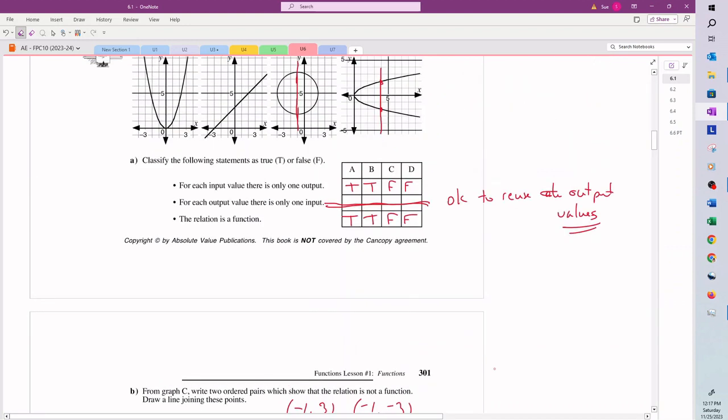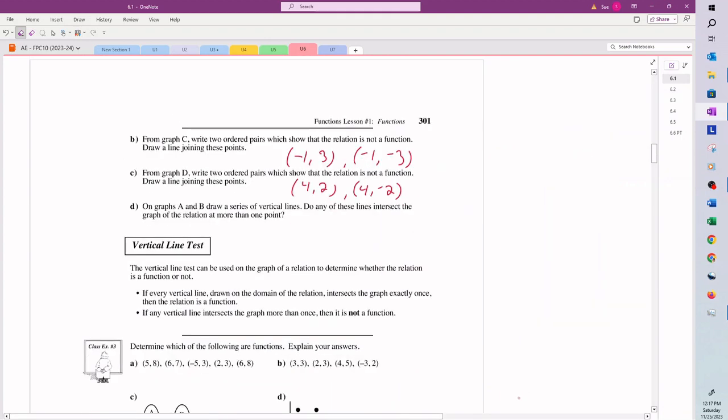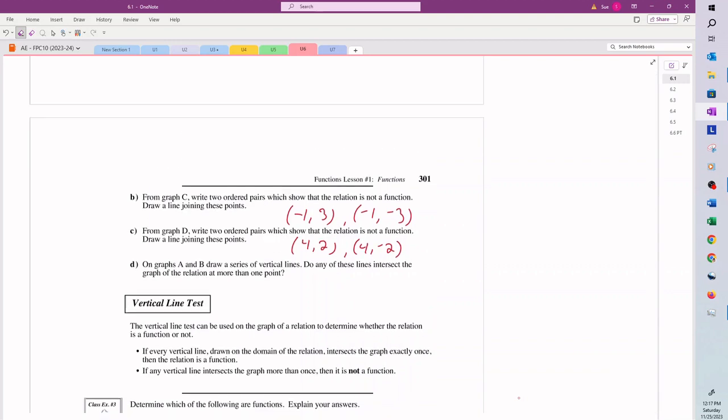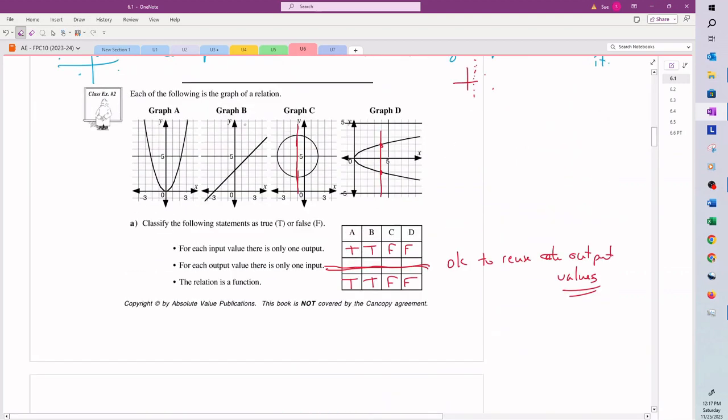Now these two graphs happen to be symmetrical. That's not a requirement of it being a non-function. But where it says, oh, it says part D down here. It says on graphs A and B, draw a series of vertical lines. Do any of these lines intersect the graph in more than one point? And so no, I can draw as many vertical lines as I want anywhere on here, and I'm not going to cross my graph, my function, in more than one place at a time. Okay, and this brings us to the vertical line test, which is also called the pencil test.